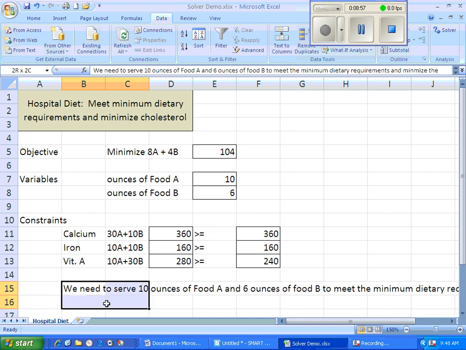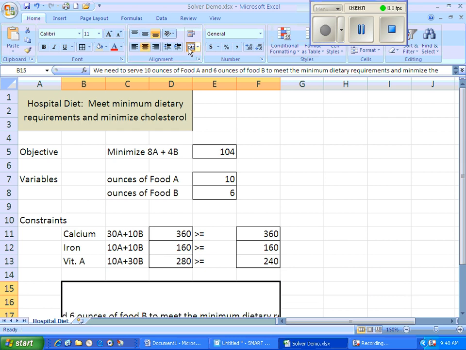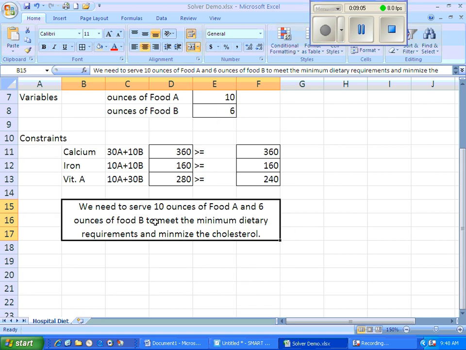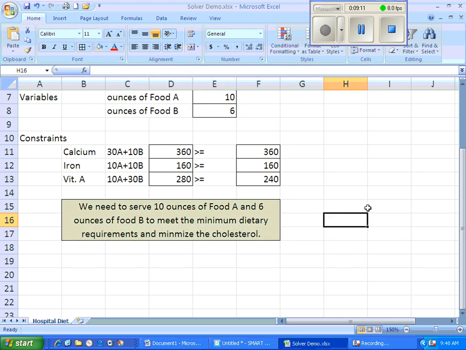Okay, and then I can make that look pretty by selecting a few cells here, going to Home, Merge and Center, Wrap Text, and that looks pretty good. We can throw a box around it, and we'll give it a nice color of string peas.